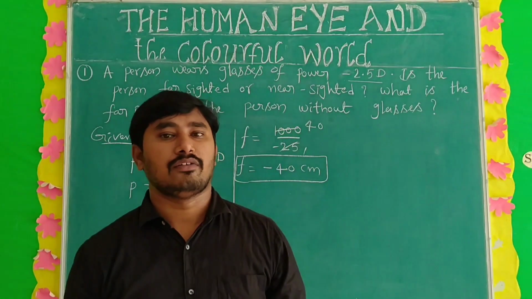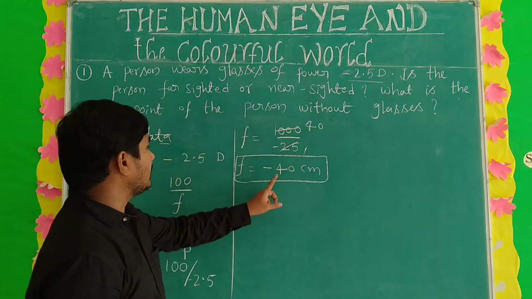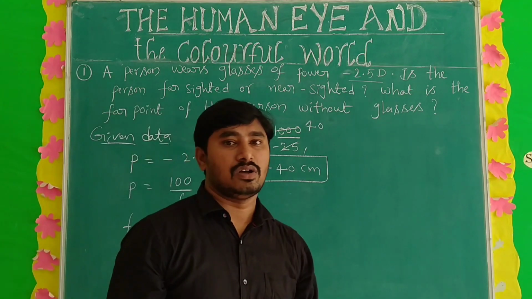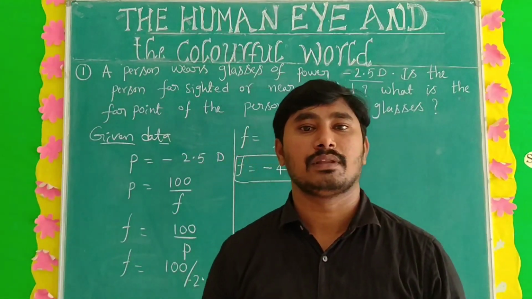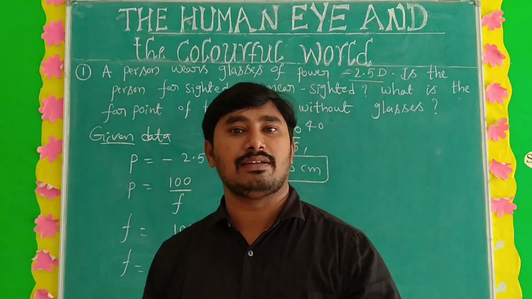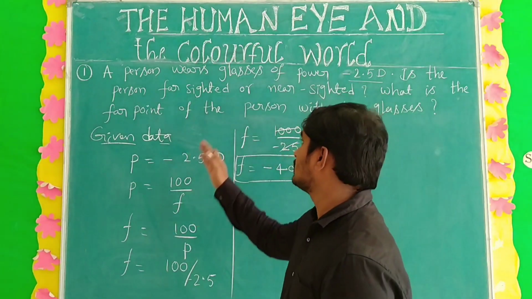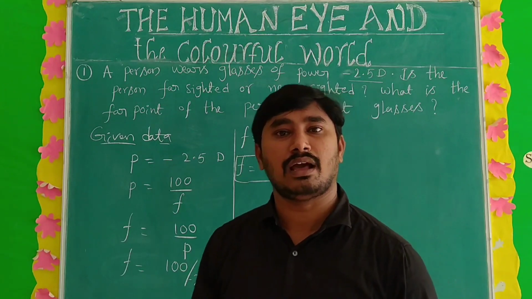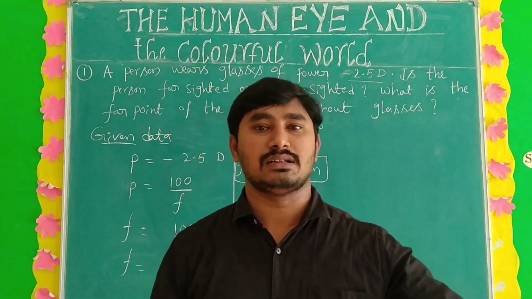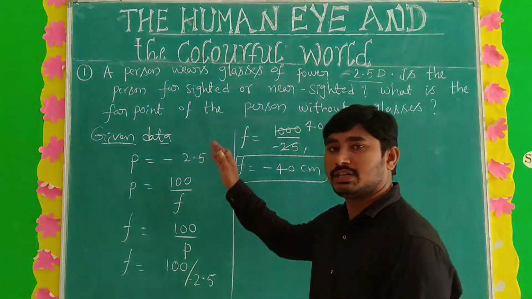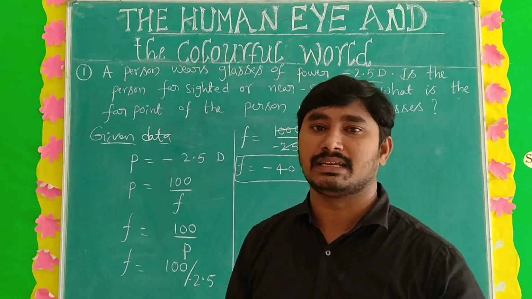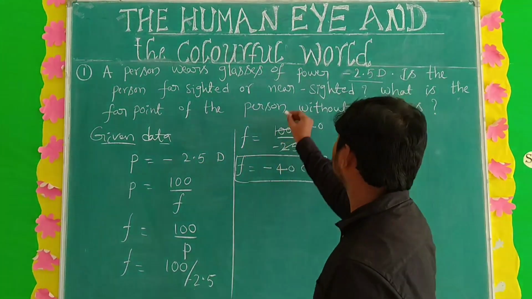Next, they want to ask you what is the defect here. So minus means concave lens, so it is nothing but myopia. Because minus is given, that is concave lens correction. Concave lens correction is for near sight or short sight. So myopia is also known as near sight or short sight. So this defect is myopia, or near sight. First one over.